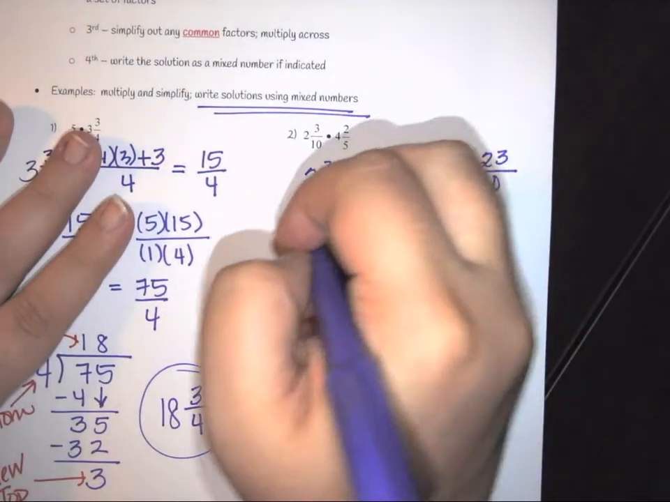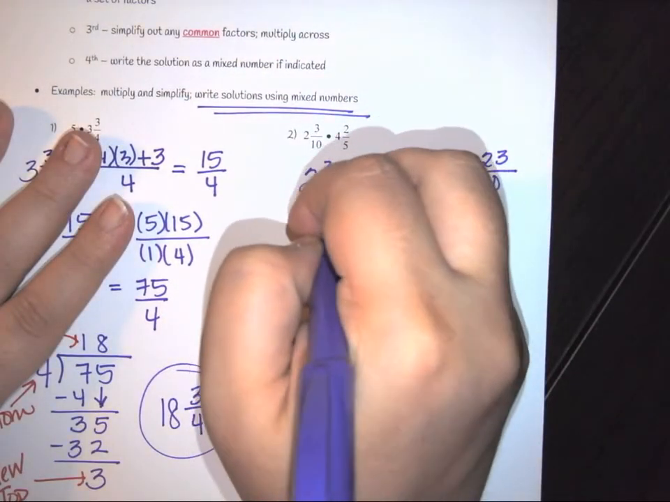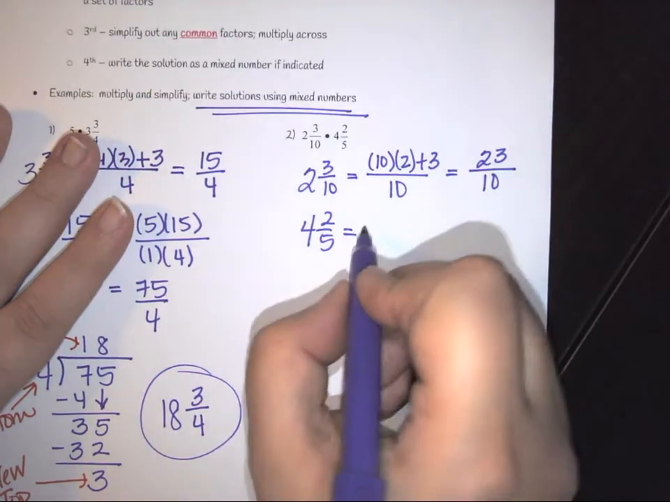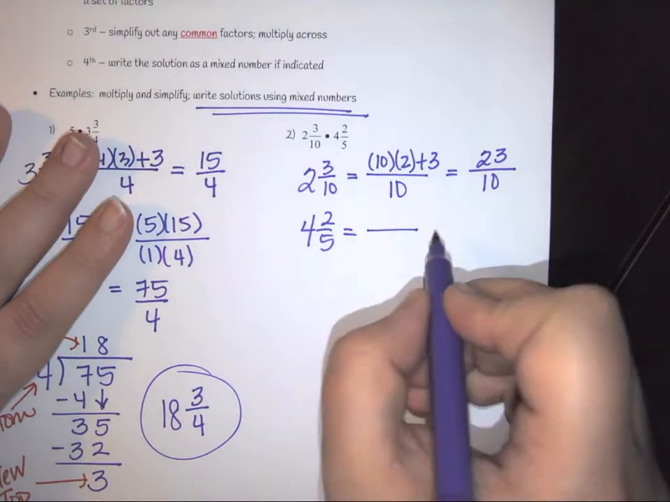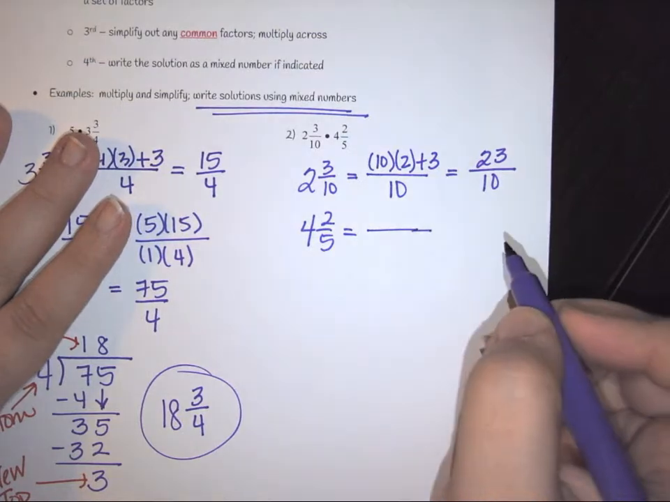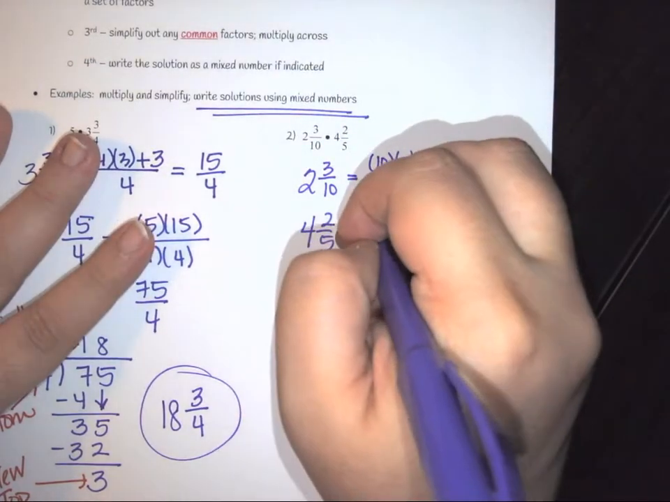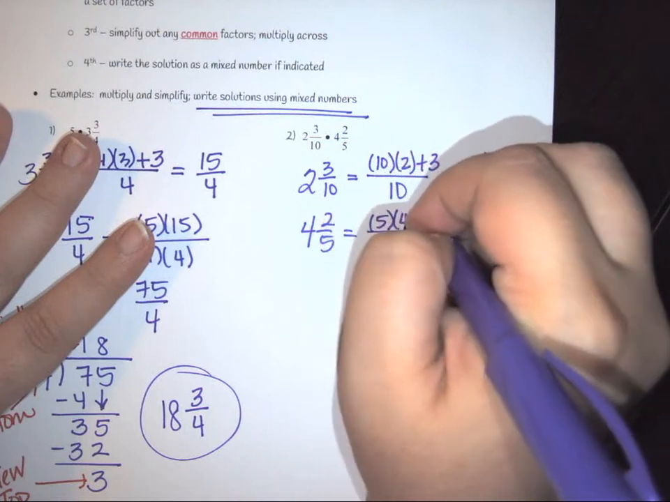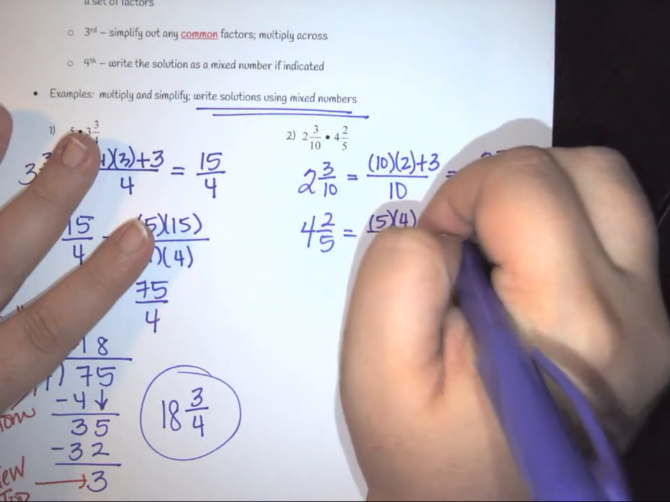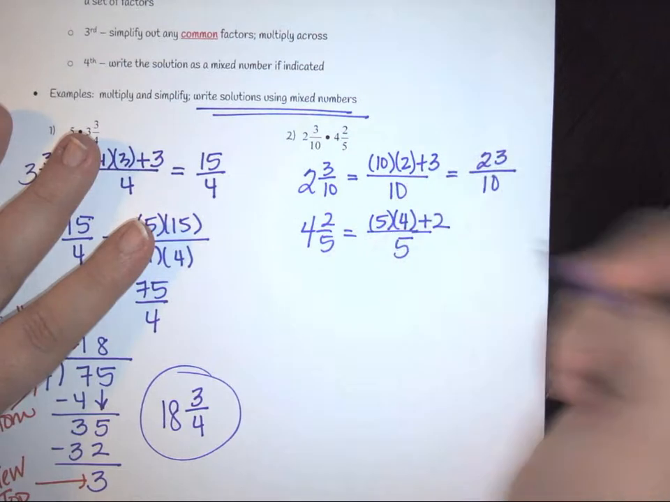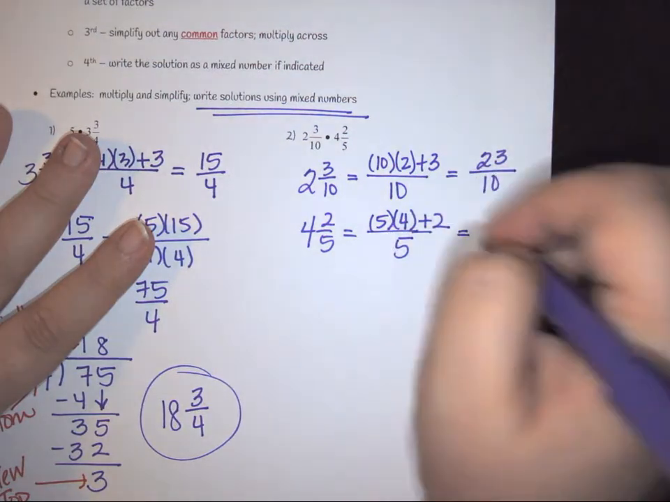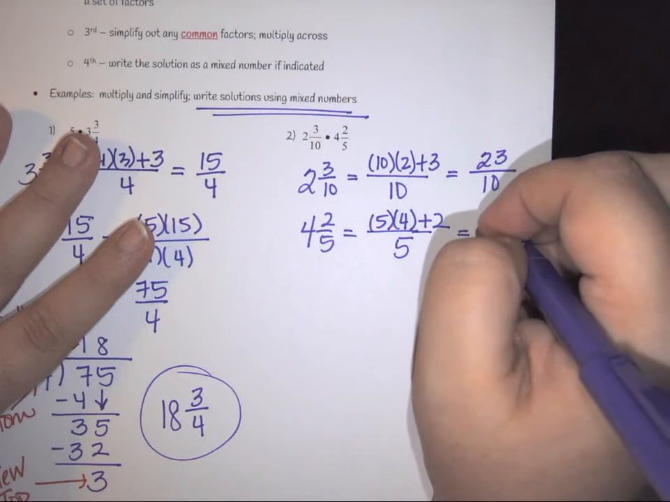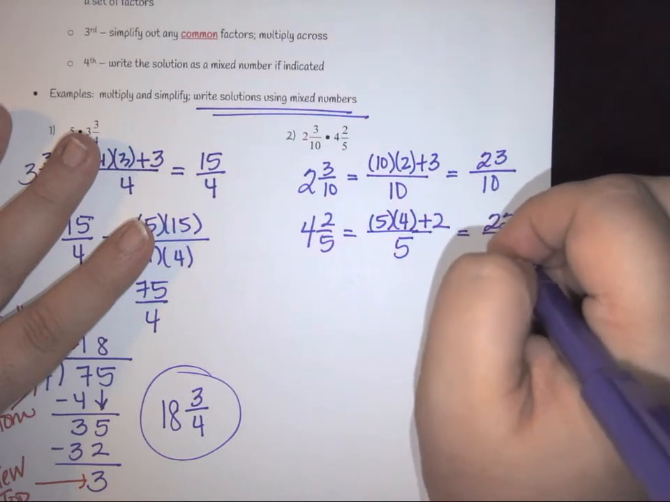Now I need to do the other. I have 4 and 2/5. So I'm again going to create my fraction. I've got the bottom, so that's 5 times the big number, 4, plus the top. Leave the denominator alone. So 5 times 4 is 20, plus 2 is 22 over 5.